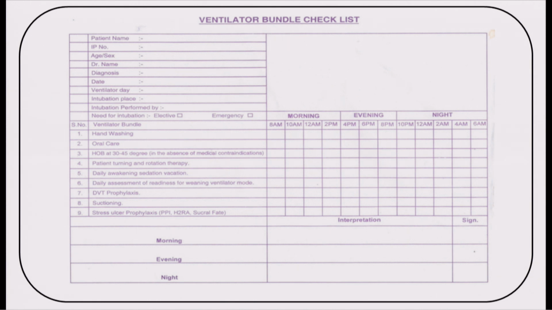Do the regular closed suctioning. Some studies have shown the difference between open and closed suctioning. Closed suctioning has the advantage of less risk of infections, and also make sure stress ulcer prophylaxis has been given to the patient. So, these are the ventilator bundle checklist items.